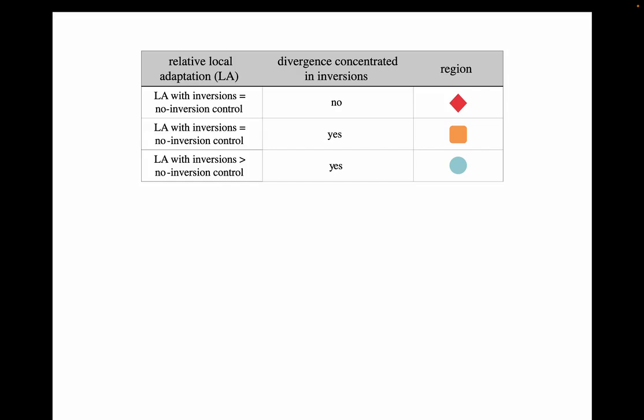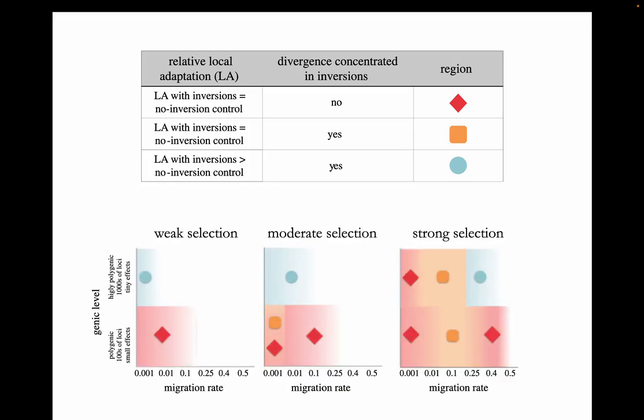In the parameter space that Sarah explored, there were three basic outcomes. For the first two outcomes, in red and orange, the amount of local adaptation observed in runs with inversions was equal to the amount observed in control runs without inversions. So the inversions didn't promote greater local adaptation in those runs. But for the third outcome, shown in blue, local adaptation was higher with inversions than without them, sometimes quite a bit higher. So in that blue regime, inversions promoted local adaptation.